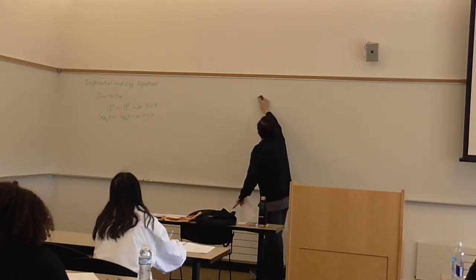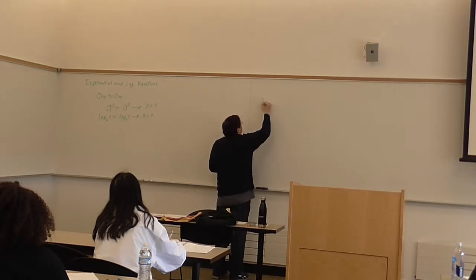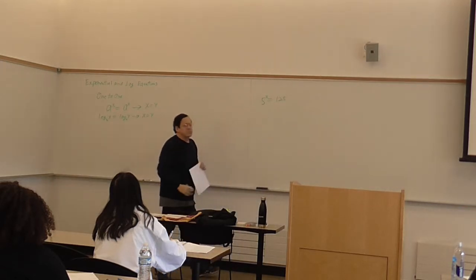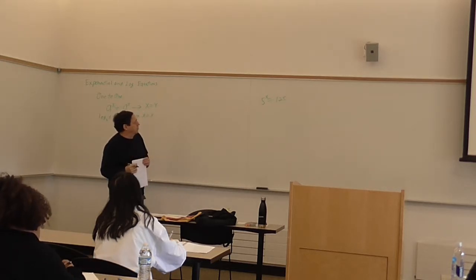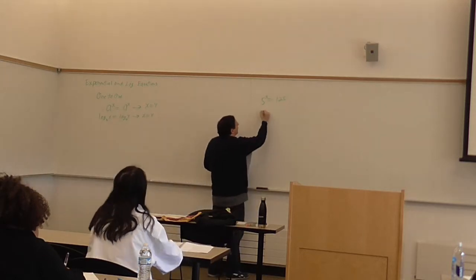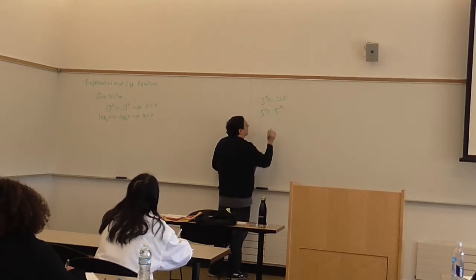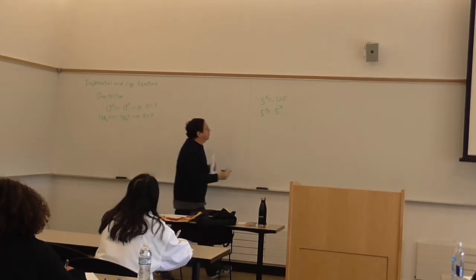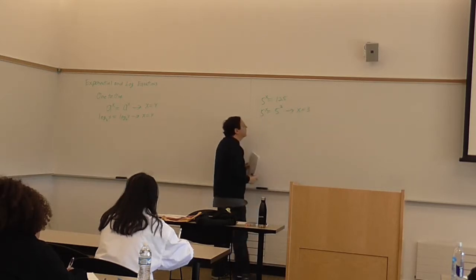All right, let's start with something really simple. Have an equation 5 to the x equals 125. Okay, how should I go about solving this? Well, a few different strategies. One is I could note that 125 equals 5 cubed. So 5 to the x equals 5 cubed, and immediately I conclude x equals 3.